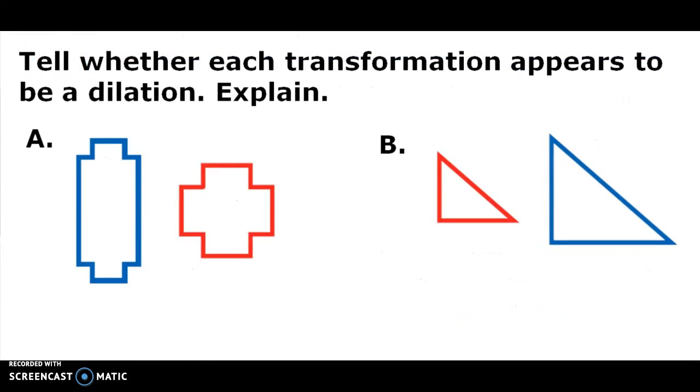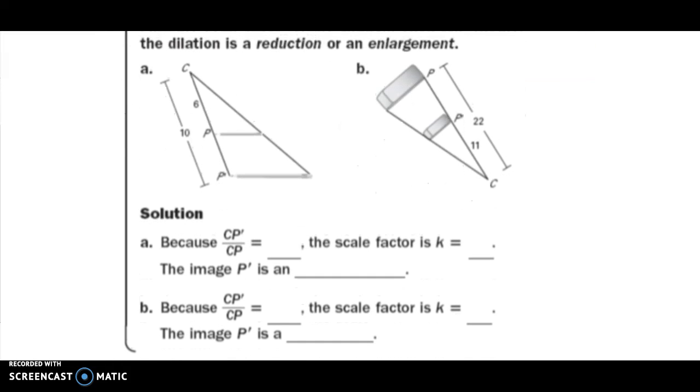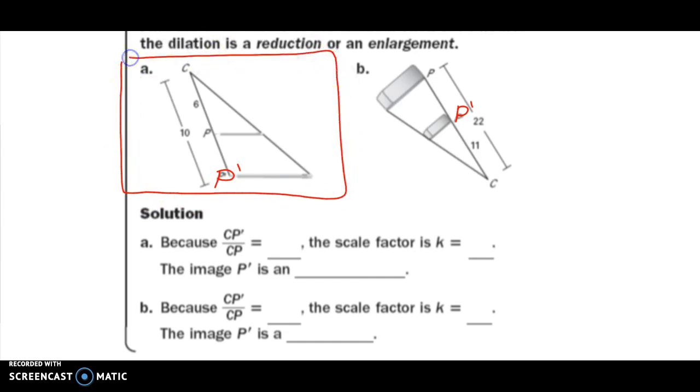So let's take a look at this example right here. You have it on your notes. It's kind of hard to see, so I'd mark this. This one here on the left is P prime. And on example B, the one in the middle is P prime. It's kind of blurry, not a very good picture. So I would write that in. So let's focus on A first. We're going to come up with the scale factor of the dilation, okay?